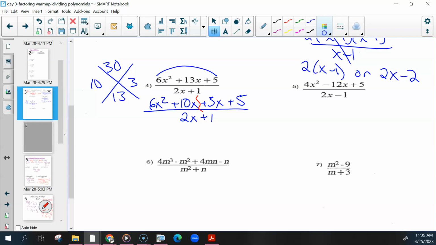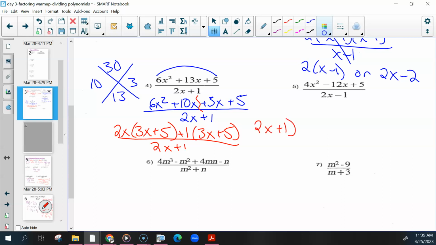So what would that be for this side? 2x. What would be left? 3x plus 5. What could we divide out of those 2? 1. So if nothing else, you can always divide out of 1. And then rewrite your factors. So we have 2x plus 1 and 3x plus 5.